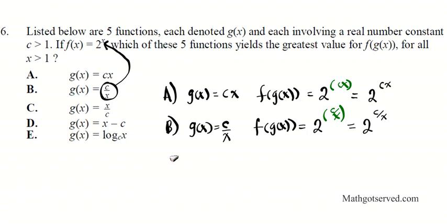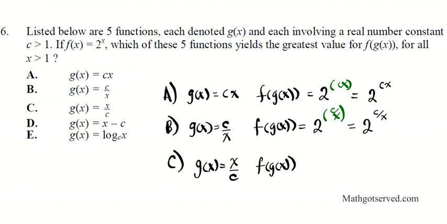Okay, all right. Option C, g of x is x over c, the reciprocal of B. So what is f of g of x going to be? F of g of x is what you get when you substitute this value into the x in f. So what are we going to do? We're going to take x over c and plug it into the x upstairs over there, okay? So what is that going to look like? Instead of 2 to the x, I'm going to have 2 to the x over c, okay? You notice how this one, we had 2 to the c over x. This is a reciprocal of that. So for C, we're going to have 2 to the x over c, okay?